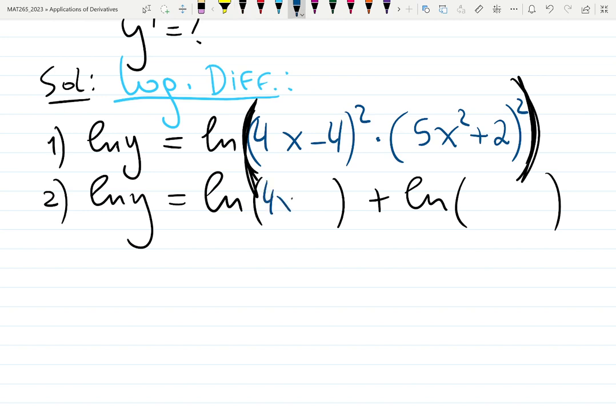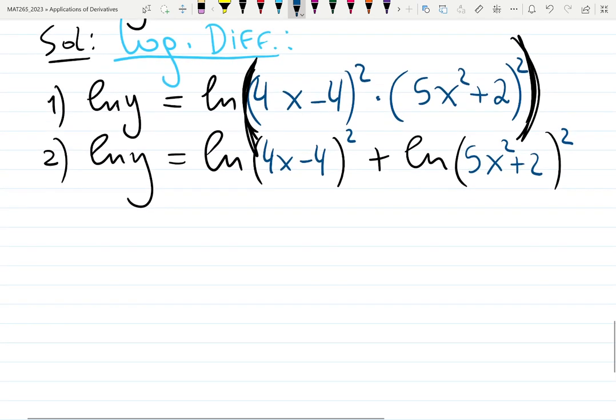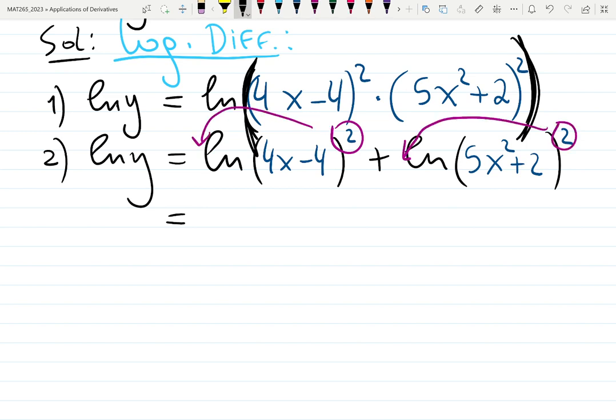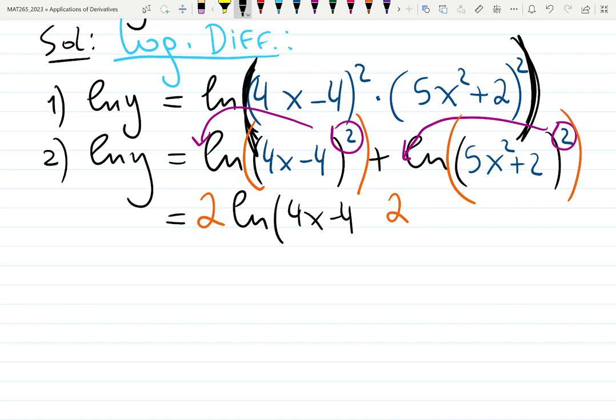The first one is 4x minus 4 squared. And the other one, 5x squared plus 2 squared. And then there is one more thing to do. The 2 goes down. So that's also convenient. It takes powers inside of the input. So let me put parentheses. It's in the input, and puts them down. 2 and 2. ln of 4x minus 4 plus 2 ln of 5x squared plus 2.